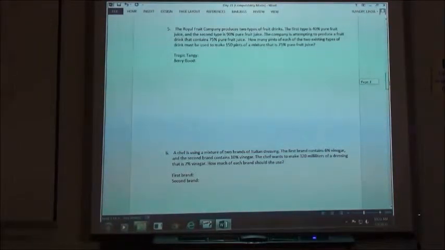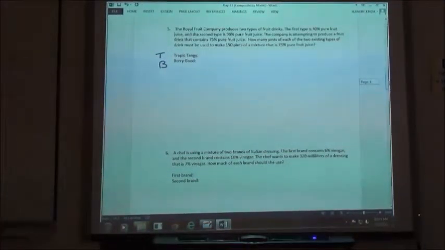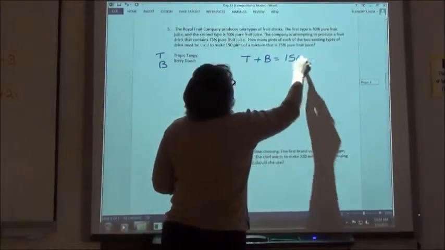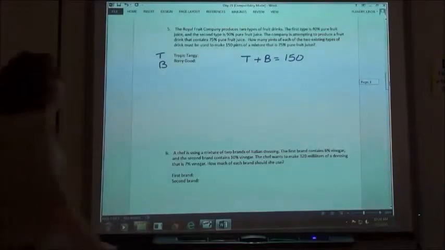So our two types, Tropic Tangy and Berry Good. I'm going to use T for that one and B for that one just for fun. So our first equation coming from our amounts. You can make a table if you want to. I don't know that you really need to. But if I look at my amounts, the sum of my two amounts is going to be? So T plus B equals 150? Exactly. The amount of T plus the amount of B is going to be equal to 150 pints that we had all together. Then doing our equation from our percentages, we're going to have what?